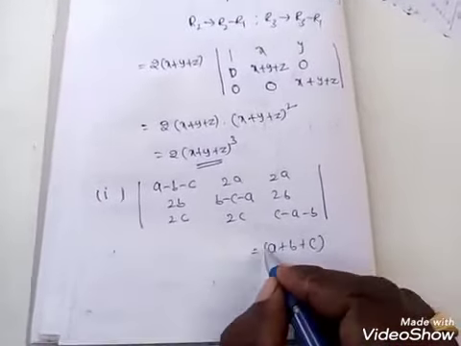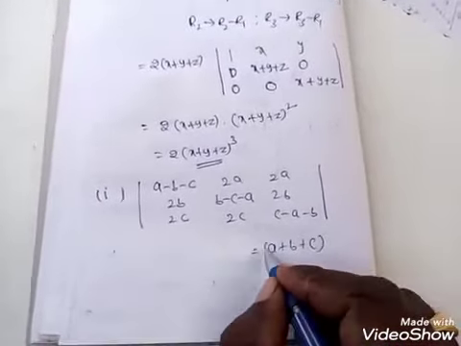Okay, we will prove it. But observe there, here minus b is there plus 2b, that is b, minus c is there, minus c plus 2c, that is c. That means what operation do you have to write? We have to go for the operation R1 gives rise to R1 plus R2 plus R3.